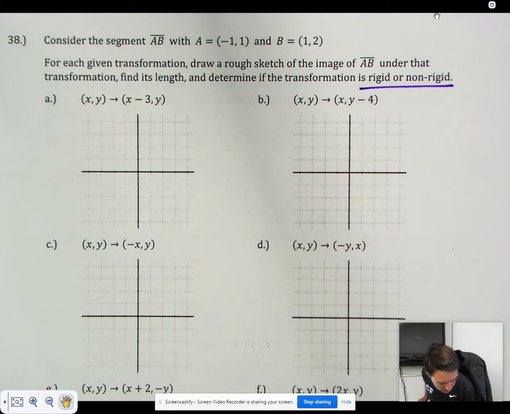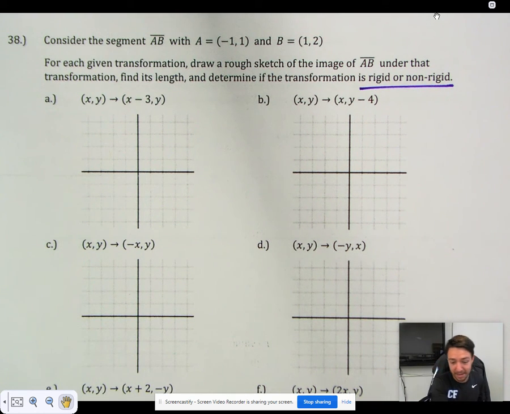or non-rigid. So rigid would be like, here's my pen. If we take this pen and just move it over, that's rigid. Like here's its length, right? If I shift it up, did we change its length? No, it's the same size.